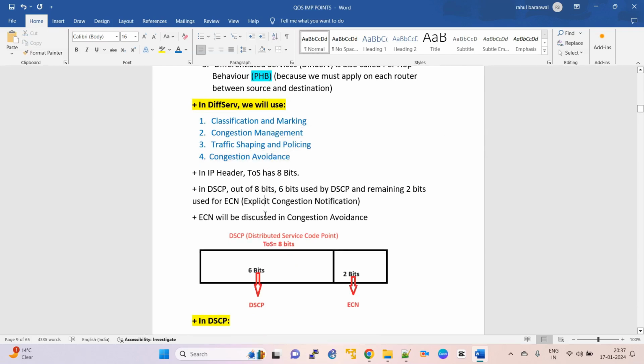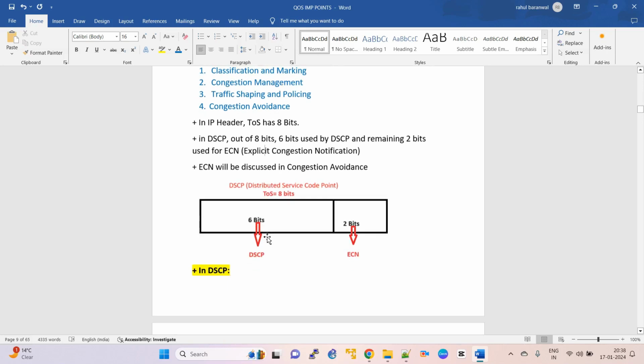As we discussed, in legacy technologies 3 bits were being used for IP precedence, right? To keep compatibility with IP precedence, DSCP is divided into two parts, right?